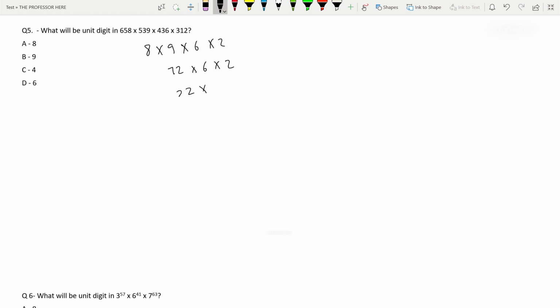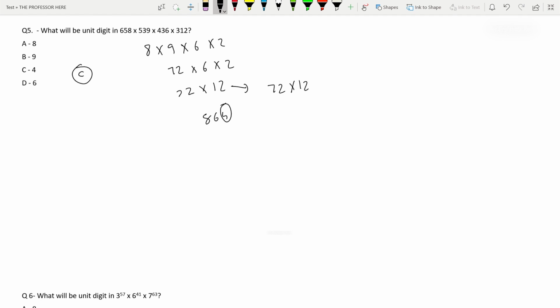72 into 12. 72 into 12 will be 720 plus 144, which is 864. So the unit digit is 4. So option C is the answer. We can actually simplify the process again. So let's take this step, 72 into 12.